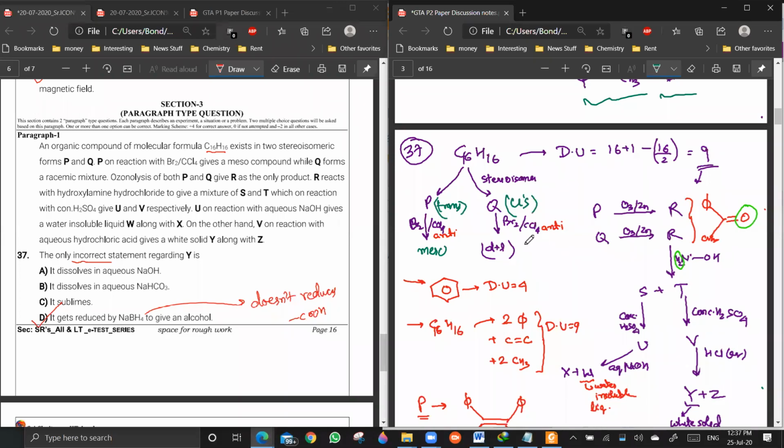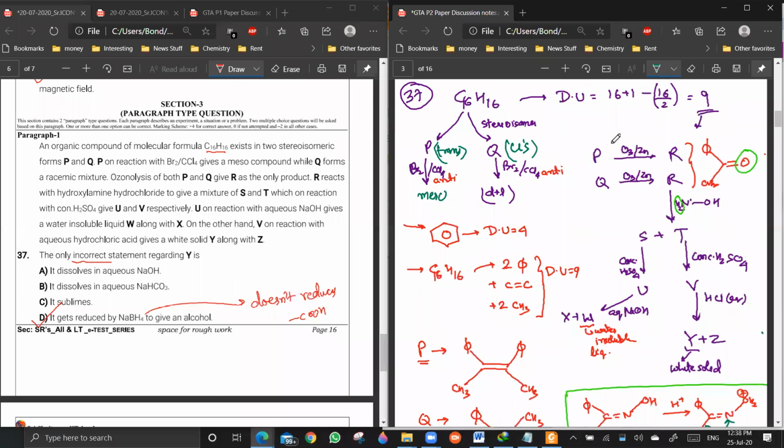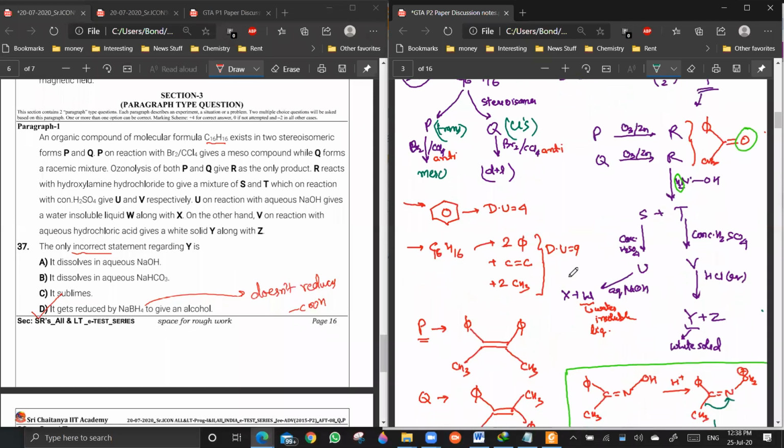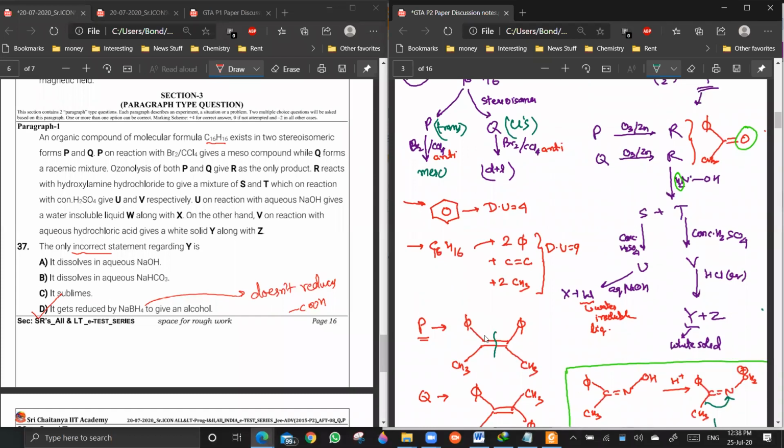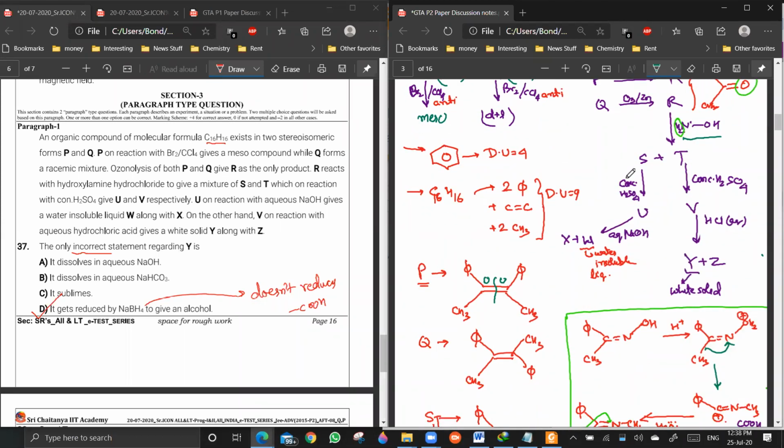So cis plus anti will give DL, trans plus anti will give meso. Now, P and Q, both, if you are treating with O3/Zn, you'll get PhCOCH3. You see, if you do something like this, you'll be getting this. Same with this case. Then if you're treating it with NH2OH, you'll get an oxime. Now, this oxime on treatment with concentrated H2SO4 will give you a Beckmann rearrangement.